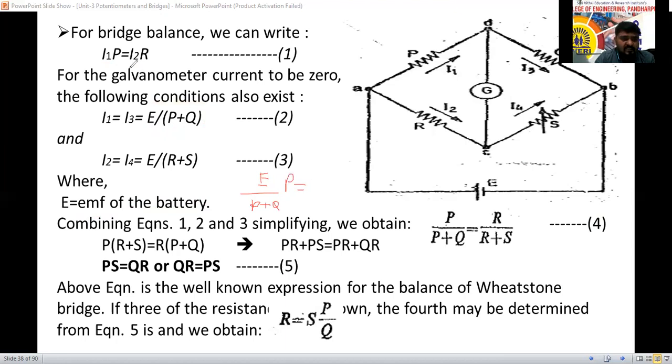Next, in the place of I2, I will substitute this one here now, E divided by R plus S. And this R, I will keep as it is here. See here now. Here also LHS, RHS side E is there. Here also RHS side E is there. E will get cancelled.